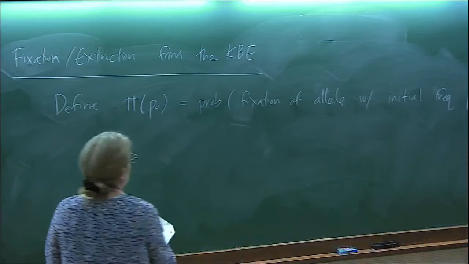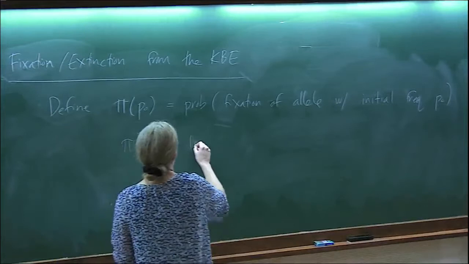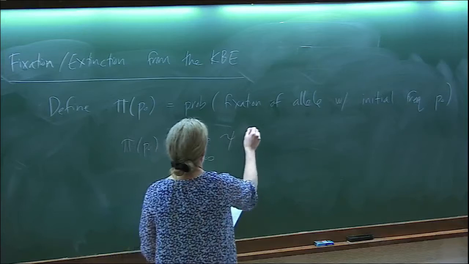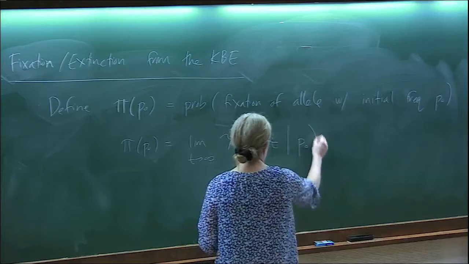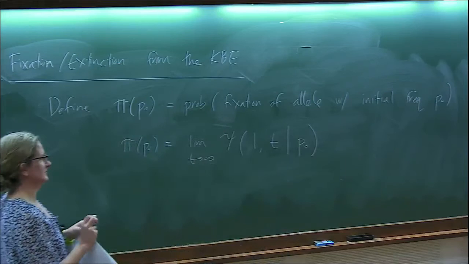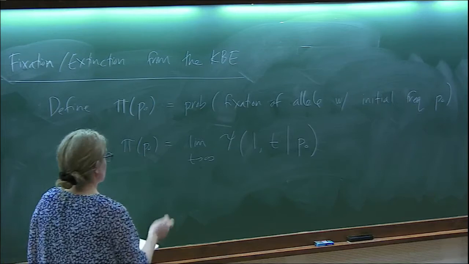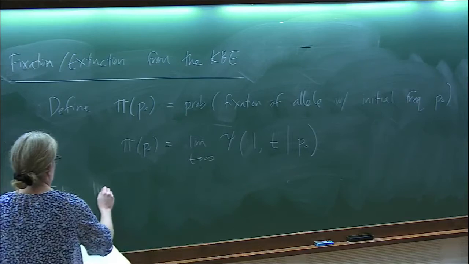So there it is in words, and in symbols, pi of P0 is then the limit as t goes to infinity. If you remember the definition of psi, we need the probability P to go to 1 at time t, given that it started at P0. And then we're going to let t go to infinity, and this will give us the fixation probability. So all we're going to do is take this limit and apply it to every term in our KBE.